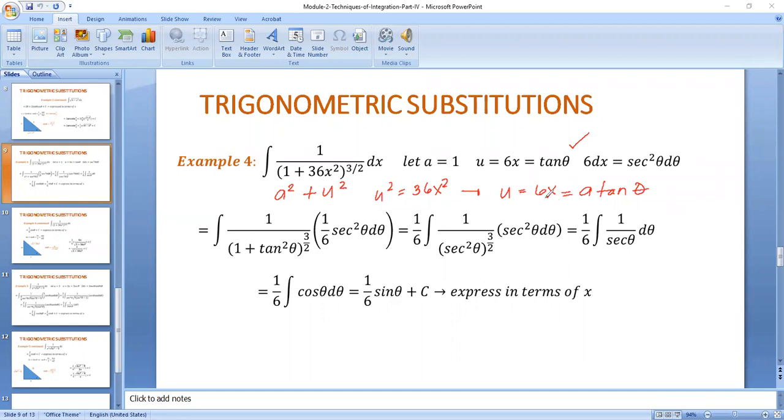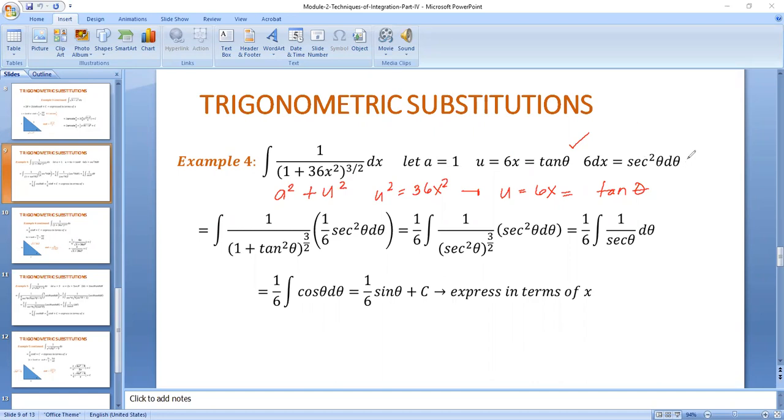Now, the next step is you differentiate the 6x equal to, so I'll erase this a here, tangent of theta, left side and right side of that equation. So you have 6 dx equal to secant squared theta d theta.